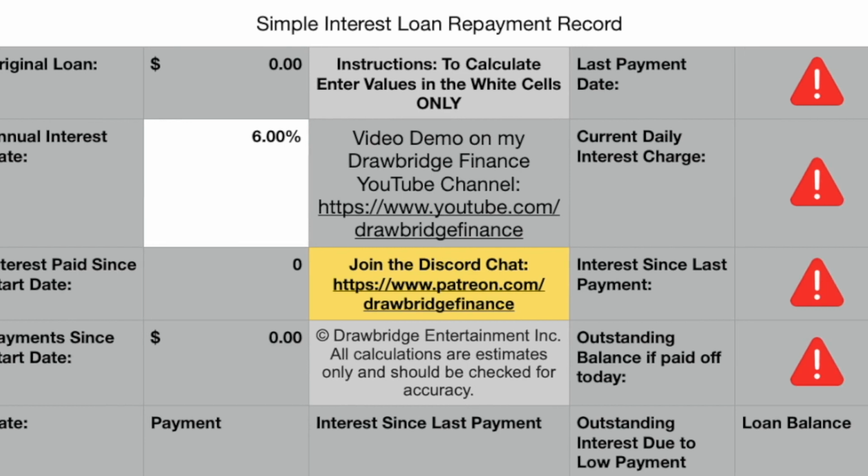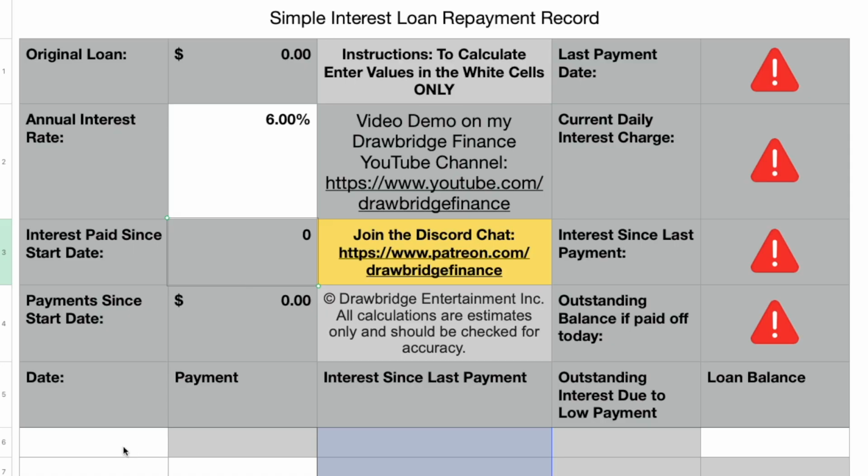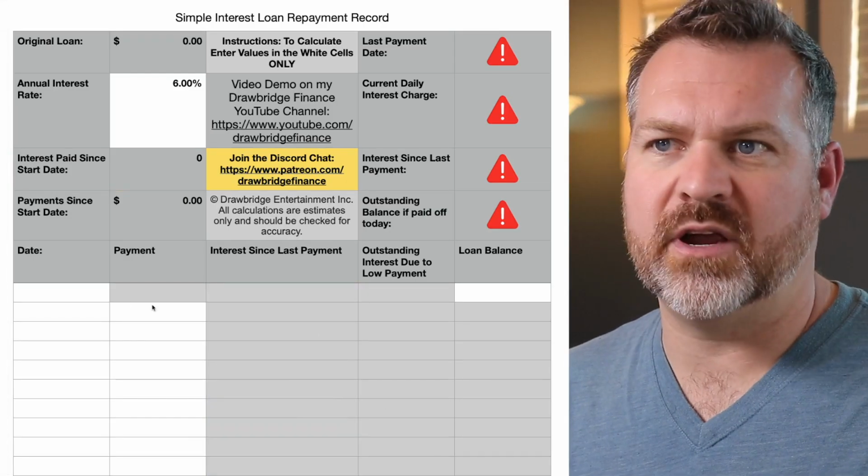And what the spreadsheet is designed to do is calculate this out on a daily basis. So any interest that's charged will not incur additional interest on top of the interest. It's simple. So it just is the same interest day after day. What it's going to do is show how much interest is incurred since the last payment. So we can see the interest paid since the start date. Obviously I haven't put in the start date, so it's 0. The payments since the start date, 0. Let's get down into the actual chart and fill it out.